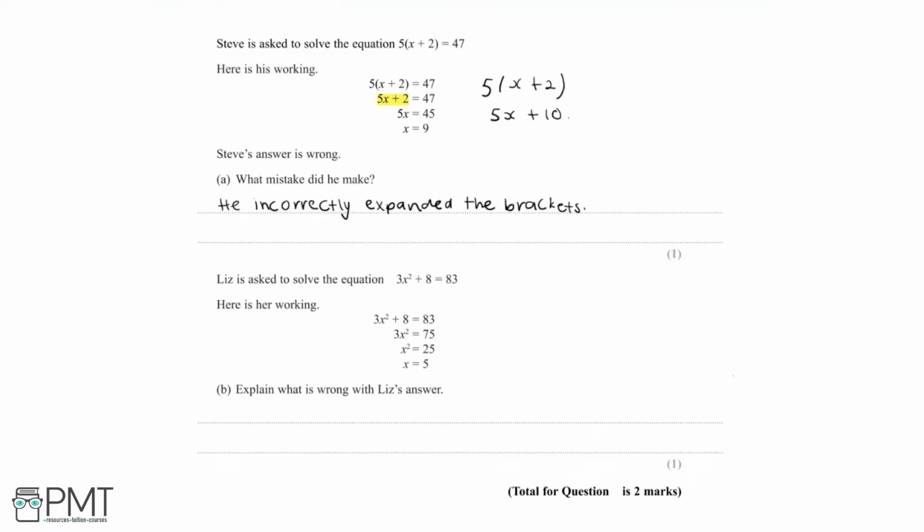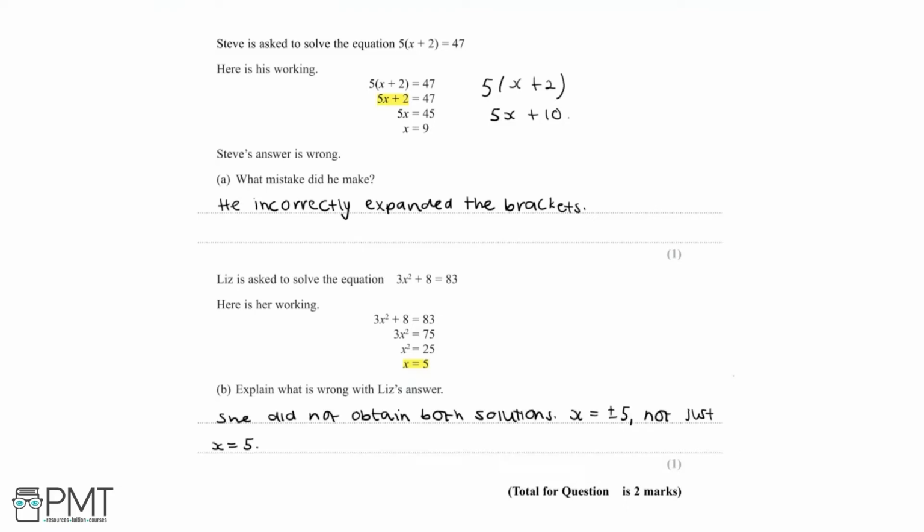But now in the final line of working, Liz said that x is equal to 5, and this is what's wrong with Liz's answer. While she is correct that x is equal to 5, she didn't note that x can be equal to plus or minus 5, because when we square root a number, the solution can either be positive or negative. And so Liz's answer is wrong because she only obtained one solution rather than obtaining both solutions.